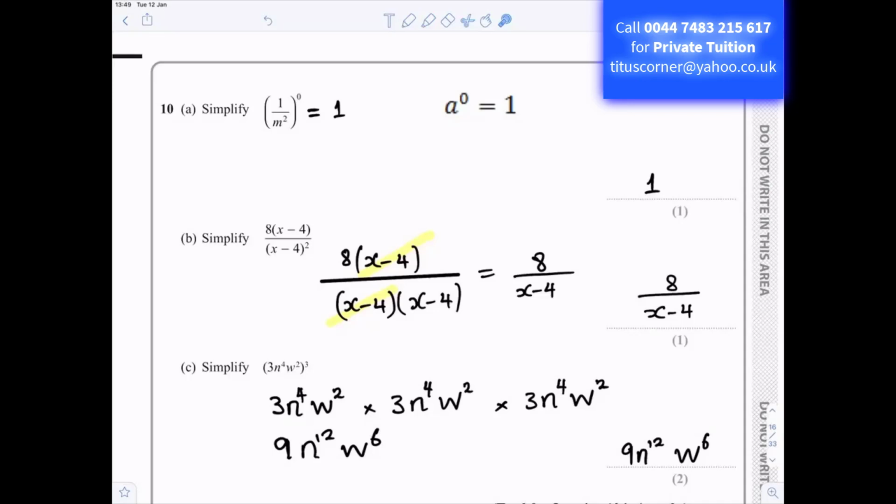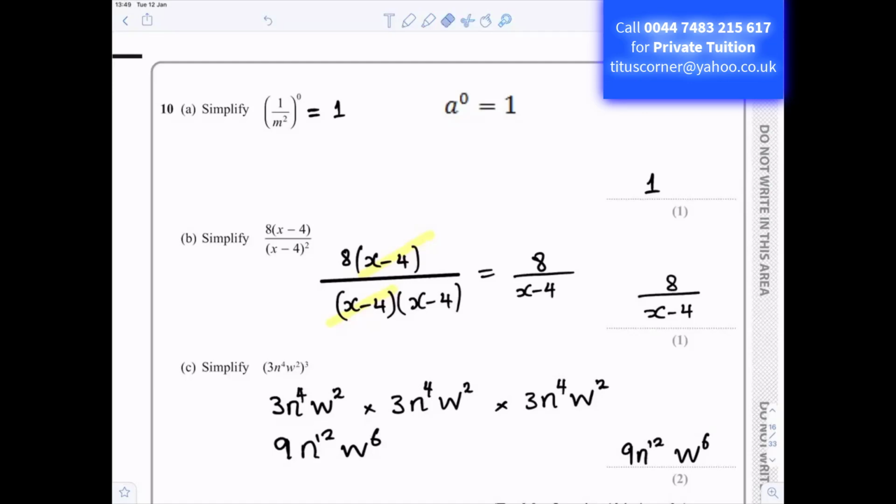Part C, simplify (3n to the power 4 w squared) all in bracket cube. The cube means you multiply it by itself 3 times. So you can write 3n to the 4th w squared times 3n to the 4th w squared times 3n to the 4th w squared. Now you can multiply the numbers.